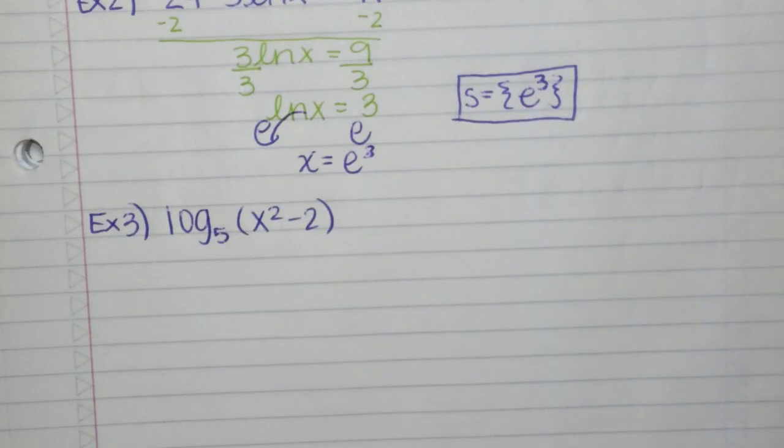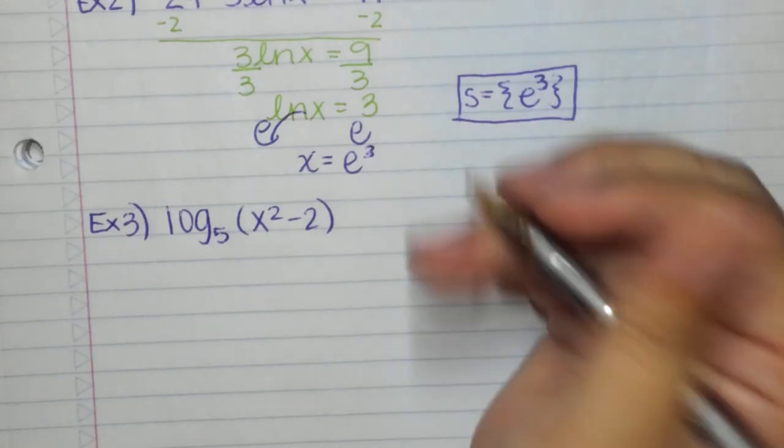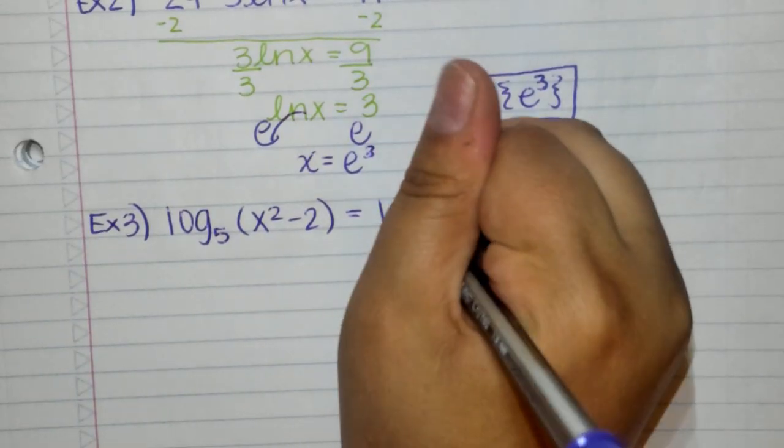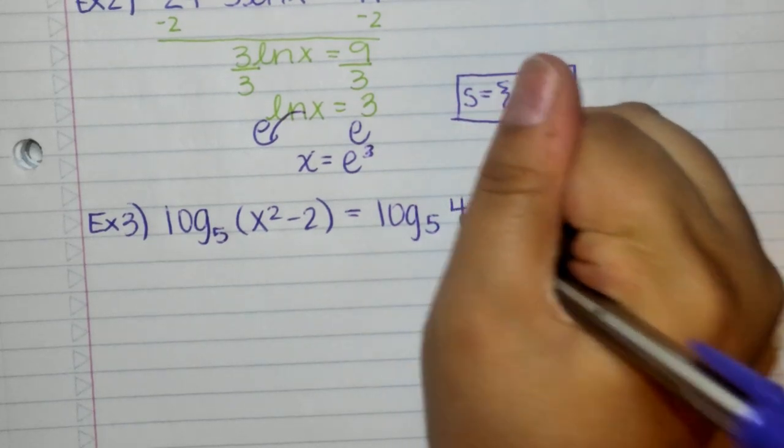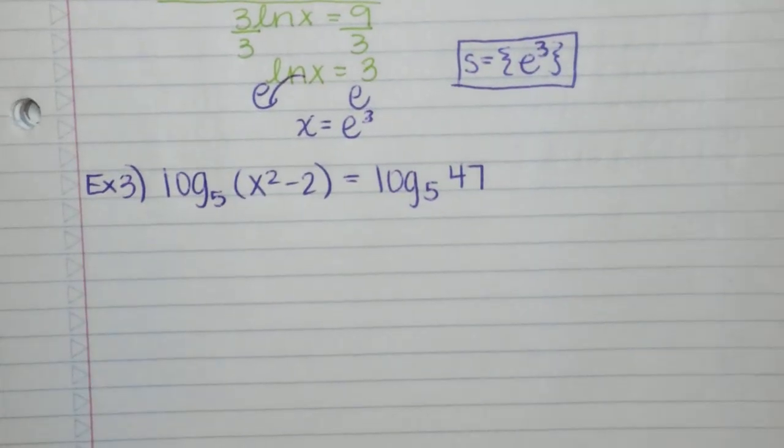The log base 5 of x squared minus 2, not natural log, sorry, equals log base 5 of 47. What am I going to do first? Say that a little bit louder. Log 5 what? They cancel.